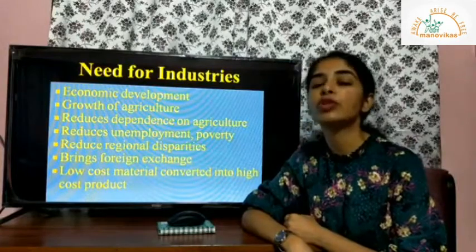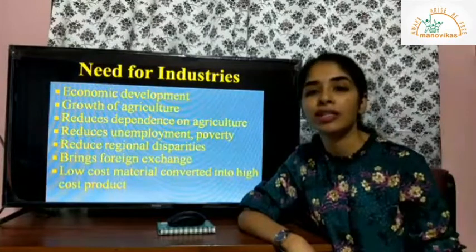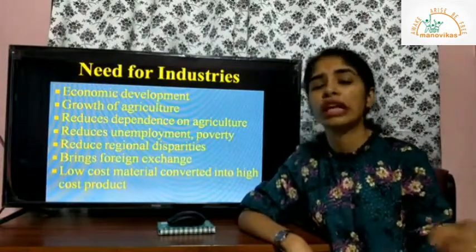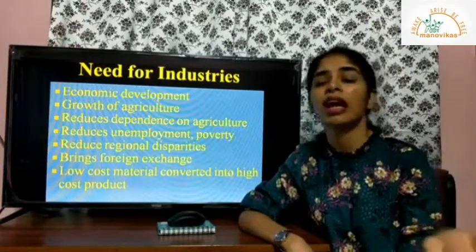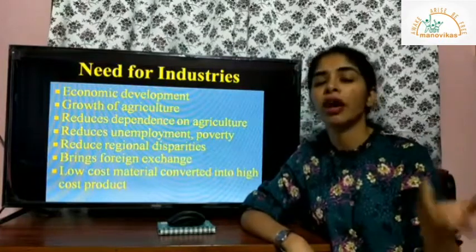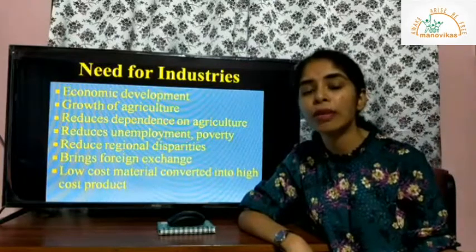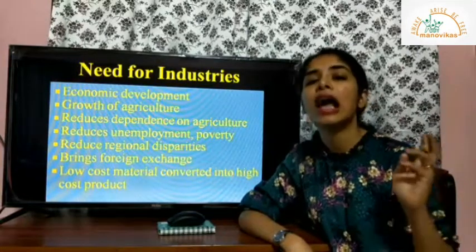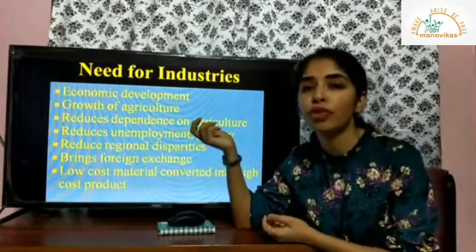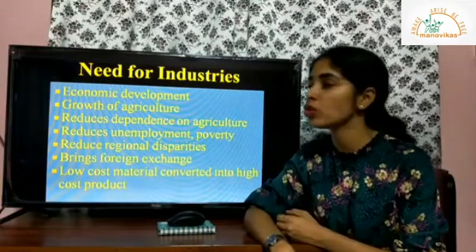Then it helps in the growth of agriculture. Okay, now if agriculture does not exist, if production of different types of food grains or fruits and vegetables doesn't exist, then how will the industries exist, right? If mining is not carried out, how will automobiles be produced? Because they require different types of iron, steel, aluminium parts or products in order to produce a finished product, right? So it supports all the primary industries also.